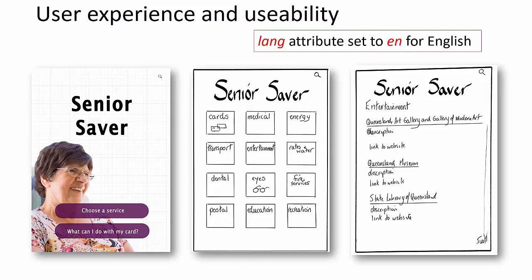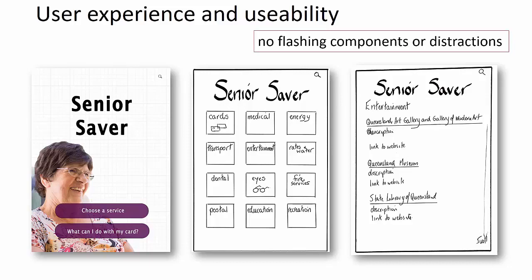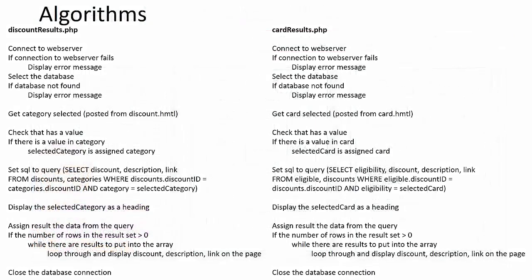The safety of the website has been considered as the user will not become lost in the website. A user will always be able to return to the previous page and there won't be any flashing components or unnecessary distractions. The algorithms for discountresults.php and cardresults.php are very similar.